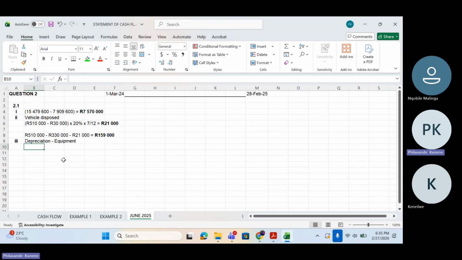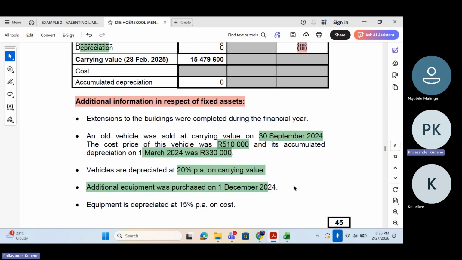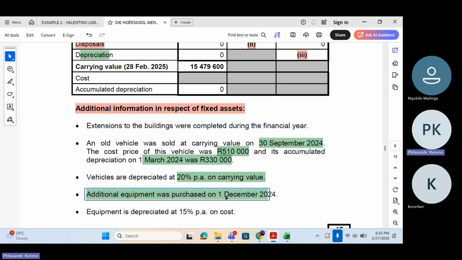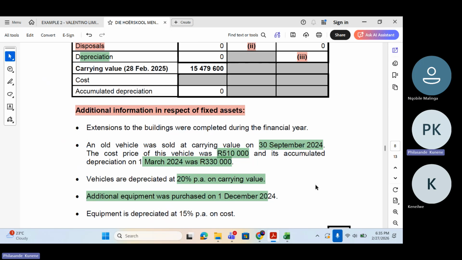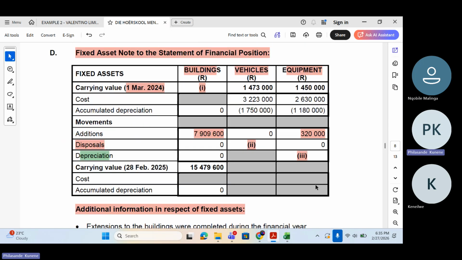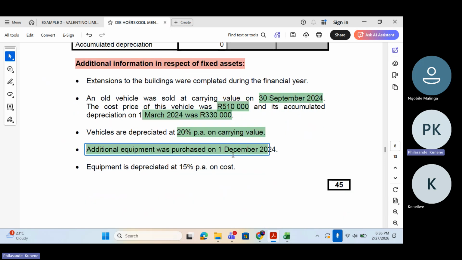Depreciation on equipment, here we have new and we have old. So we need to deal with them separately. We have the new equipment that was purchased during the year. They told us here, additional equipment was purchased on 1 December 2024. And I did say to you guys that whenever there's new and old, you must start with the new equipment that was purchased. And then after that, you deal with the old one. So looking at our fixed asset notes, the new equipment here was 320,000 rand, purchased on 1 December 2024.